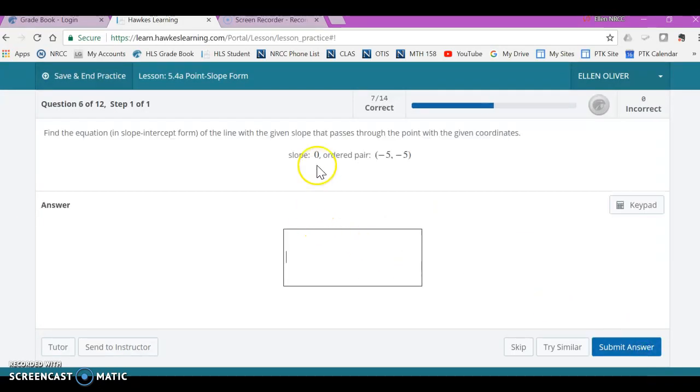All right, slope is 0. So remember, that's a horizontal line. So my x is sliding back and forth, but my y is fixed. Where is my y fixed? At negative 5.